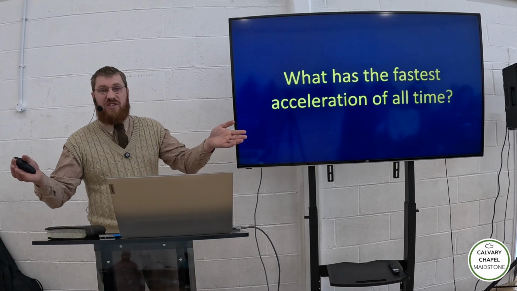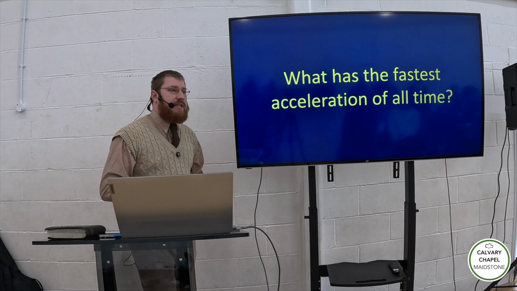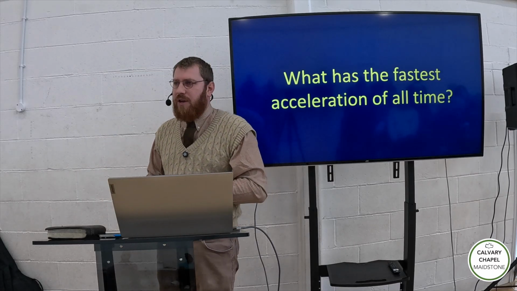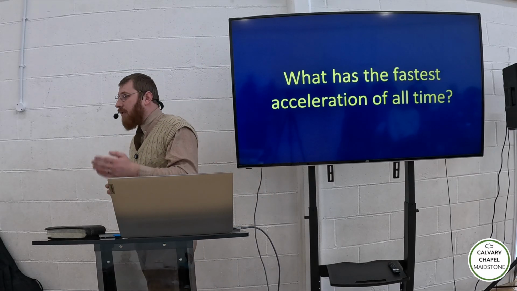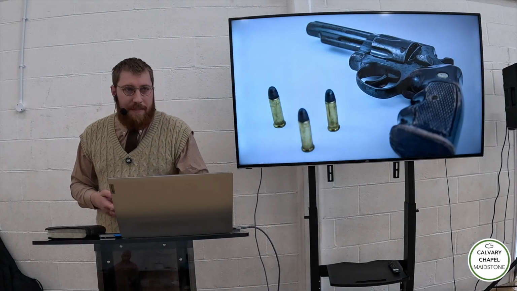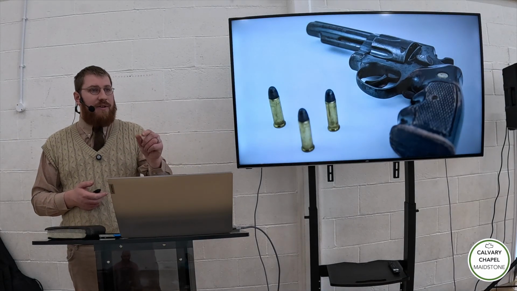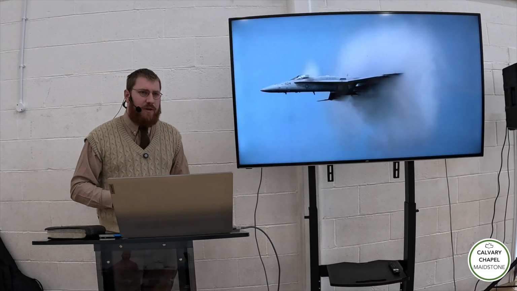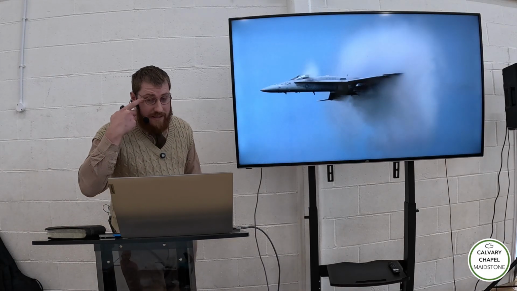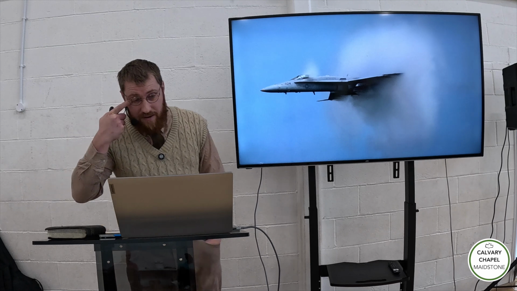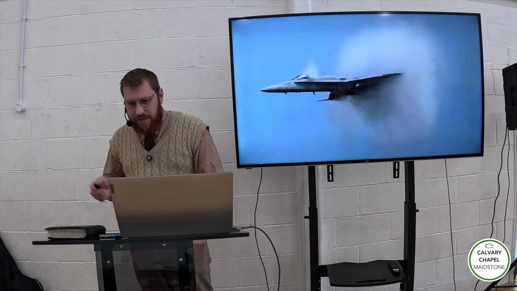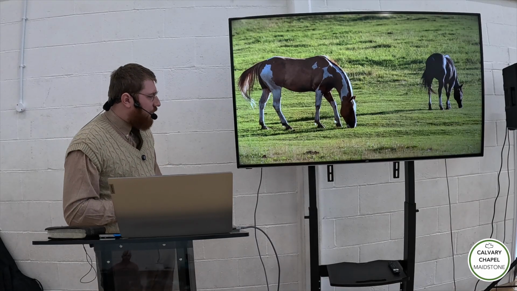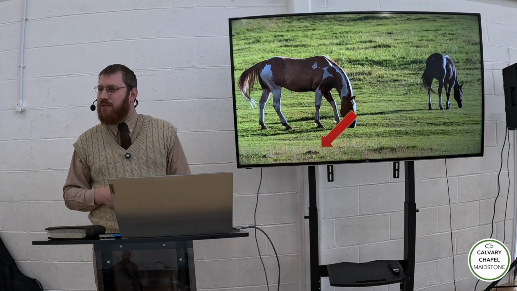So now you think about it in terms of cars, right? 0 to 60 describes our acceleration. So what has the fastest acceleration of all time? Maybe some of you think it's something like a speeding bullet. I mean, that goes from nothing in the gun to going pretty quickly in a very short space of time. Maybe it's a supersonic jet. Well, the reality is the fastest acceleration of all time can be found in this picture. Now, it's not the horse, it's actually what's come out of the back side of the horse.